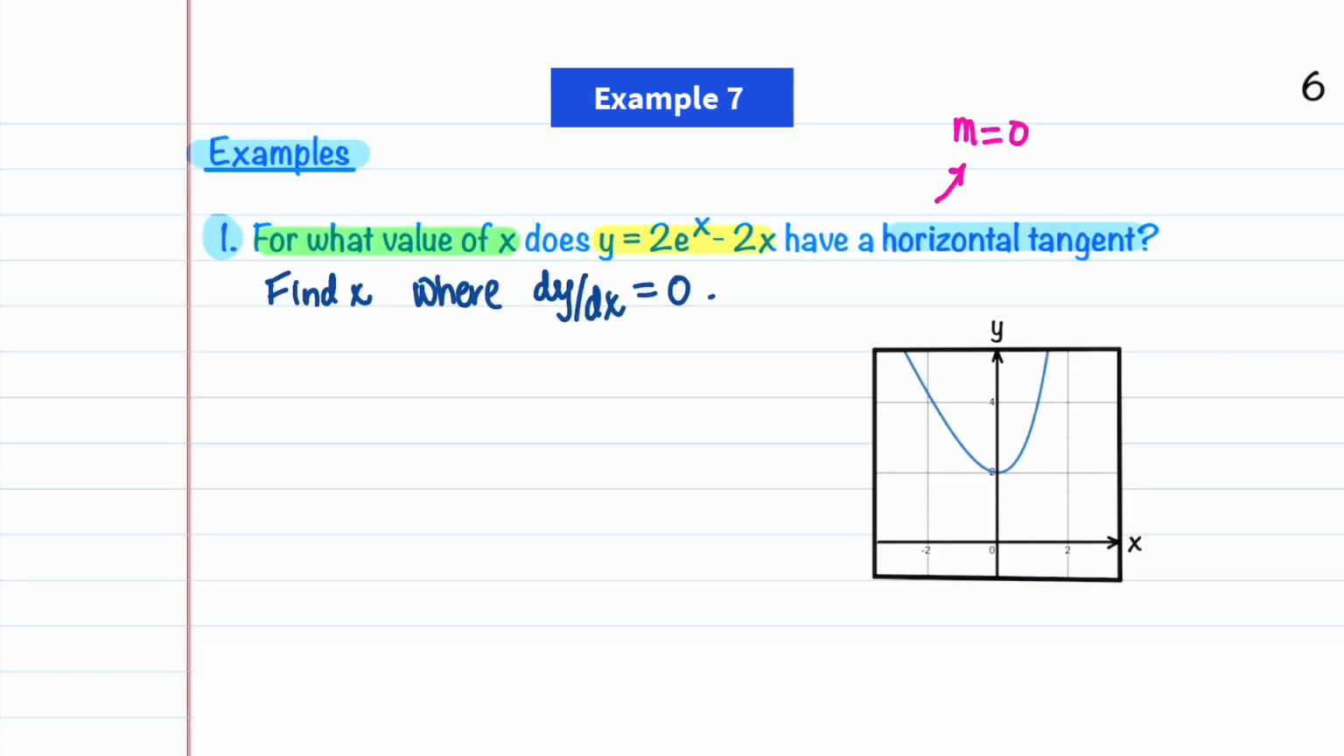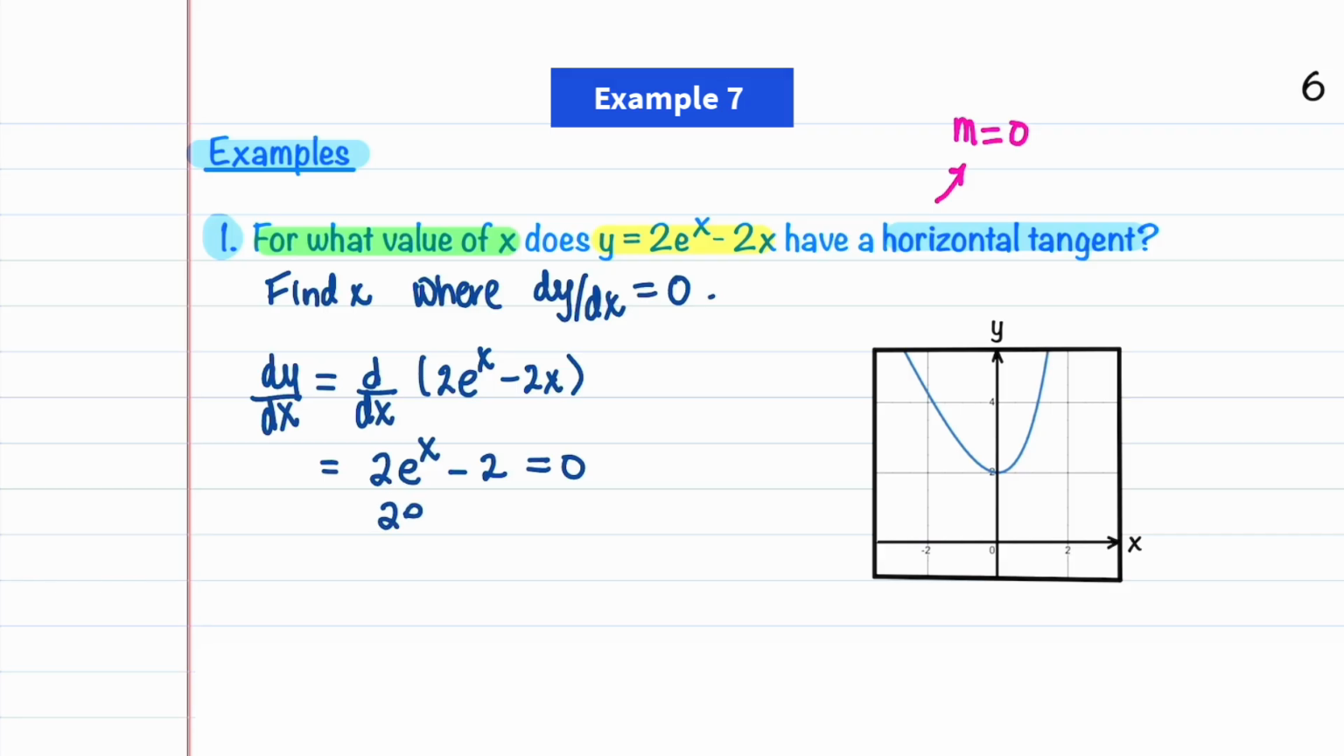Let's go ahead and take our derivative. dy/dx is the derivative with respect to x of 2e to the x minus 2x. This is 2 times the derivative of e to the x, which is just e to the x, minus the derivative of 2x, which is minus 2. And we need to set that equal to 0. Let's pull the 2 over to the right-hand side. So this is 2e to the x is equal to 2.